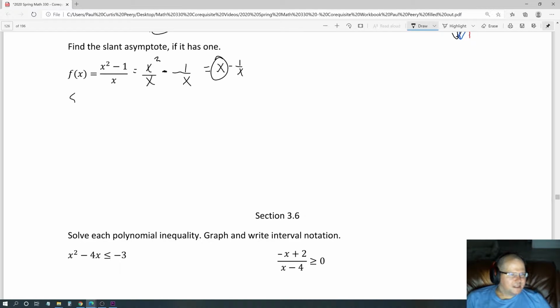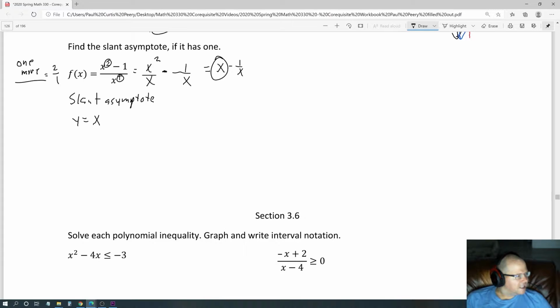Anyway, we know that we have a slant asymptote because the numerator is a 2 and the denominator is a 1. So it's one more on top. Hopefully that makes sense. So in this case, it was a 2 over a 1. Okay, so we had a slant asymptote, and that is going to be at y is equal to x. So that is going to be my slant asymptote.